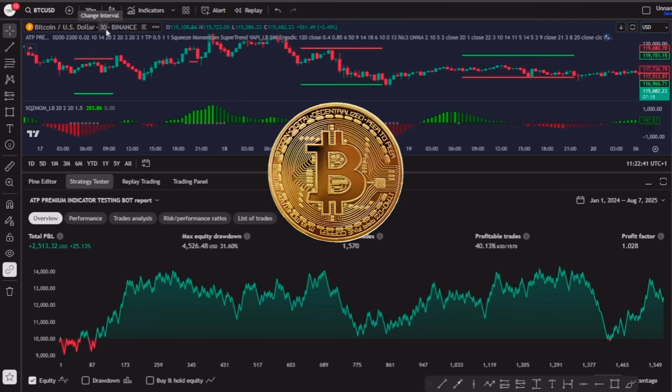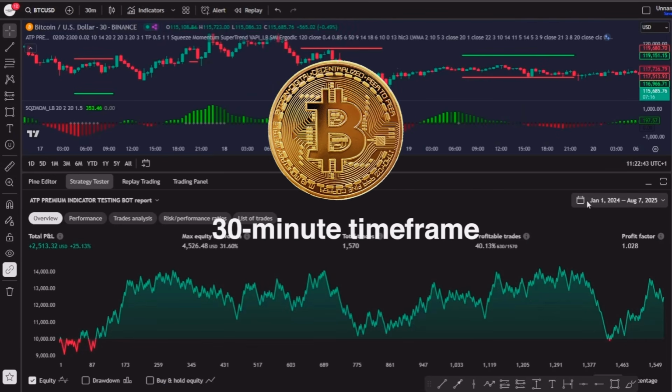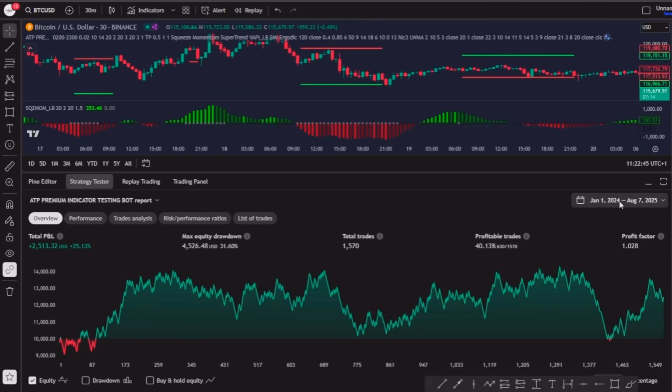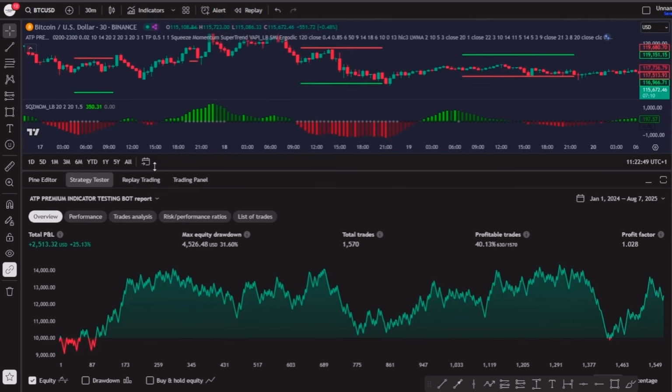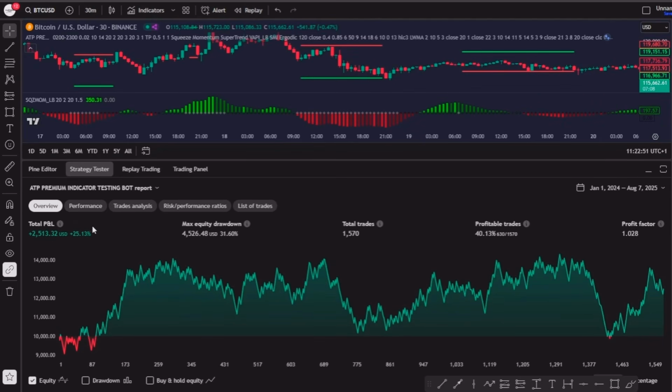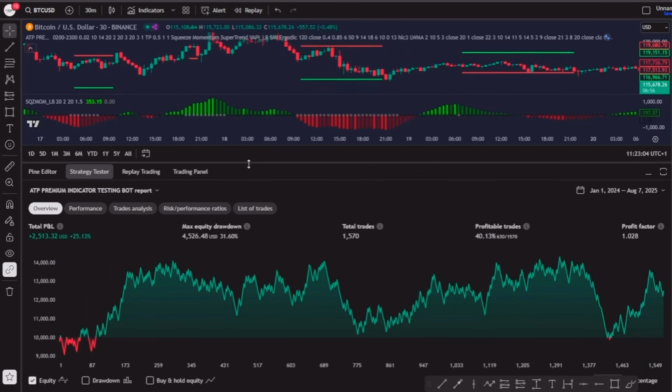Using Bitcoin on the 30-minute time frame and testing from January 1st, 2024 until today, this basic strategy gave us a total profit of 25%, a 40.13% win rate, and a very choppy equity curve. So yes, it was technically profitable, but not something I would be confident trading.